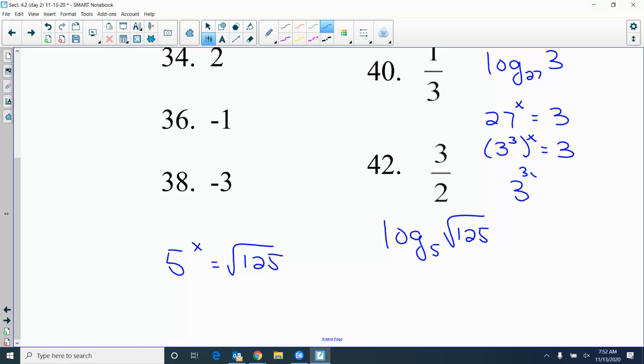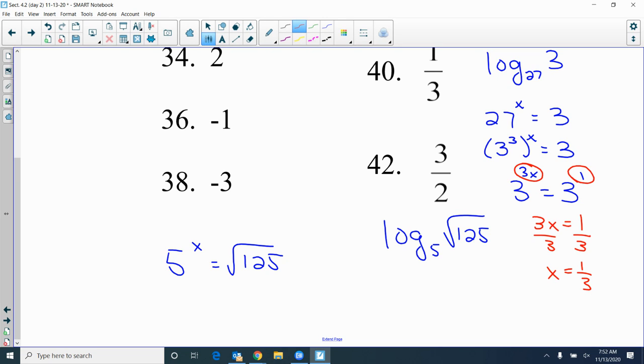3 to the 3x equals 3. What is the power on that 3? It's not written. It's just a 1. So really, once you get to this point, if I got 3 to a power equals 3 to the power, what has to be true about those powers? They got to be the same. So we just say 3x equals 1, divide by 3, and that's kind of how I can get this 1/3.